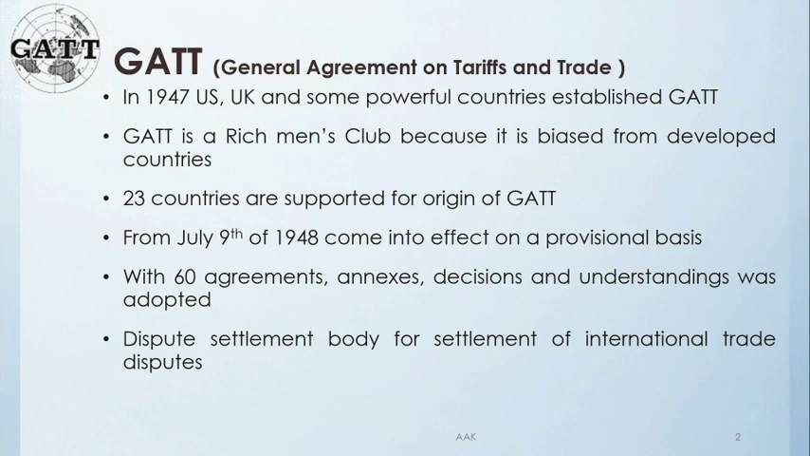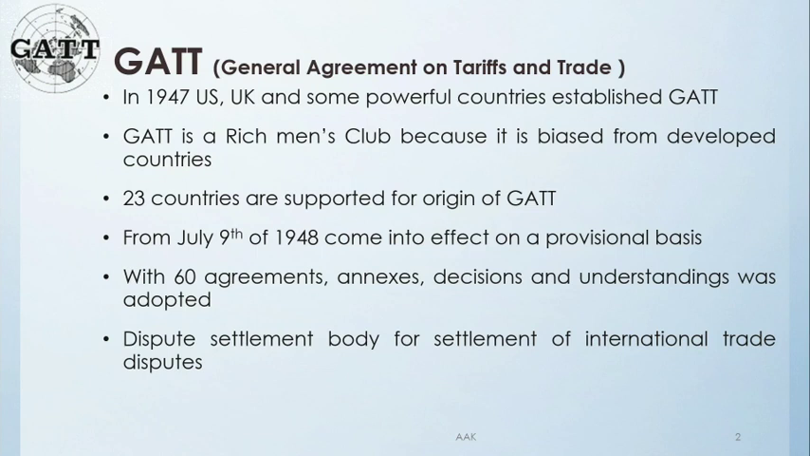In 1947, after the Second World War, some powerful countries like the UK and US needed to establish GATT to promote international trade. Only 23 countries became founder members of GATT. On 9th July 1948, GATT was established on a provisional basis.